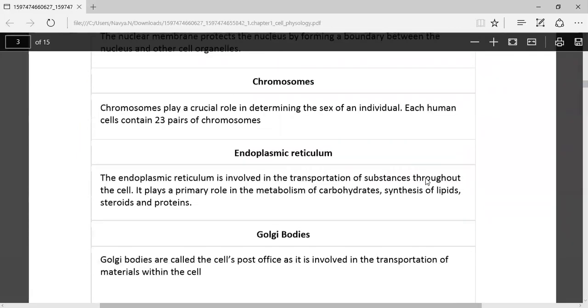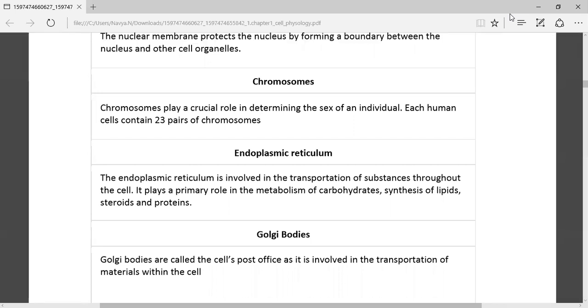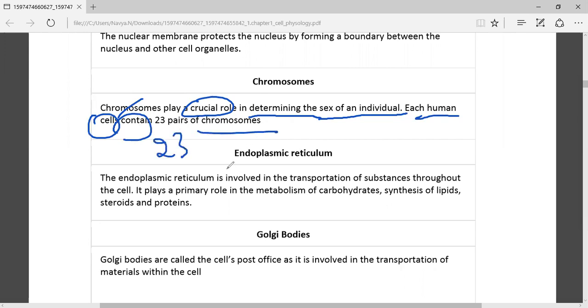And we have the chromosomes. These chromosomes play a crucial role in determining the sex of the individual. You just want to know male or female. This plays an important role, and each human cell contains 23 pairs of chromosomes.